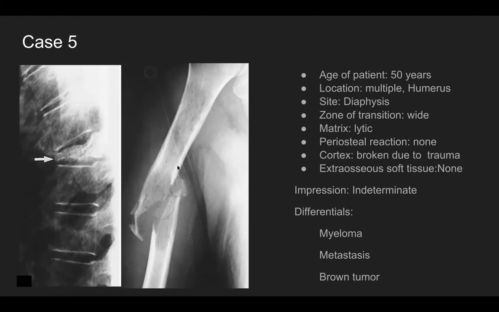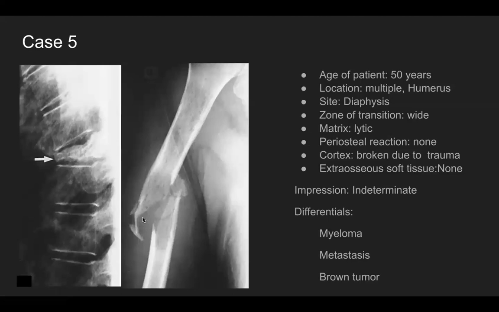So these two indicate that it is a pathological collapse. And the humerus has a wide zone of transition in a 50-year-old female. It is most likely a malignant tumor, but still we are not very sure. So a wide zone of transition, because this cortical break has not occurred due to the tumor. The cortical break has occurred due to the trauma, and there is no extraosseous soft tissue component.